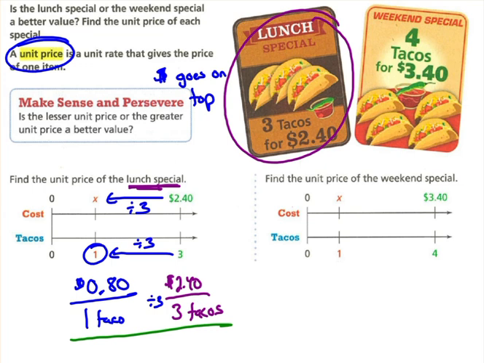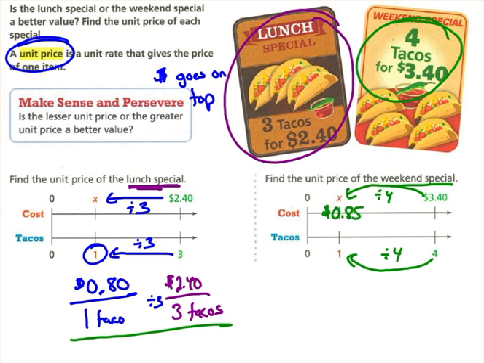So now we're going to find the unit rate of the weekend special. 4 tacos for $3.40. Well, instead of 4 tacos, we want to find 1 taco. We want the unit rate. Well, to get from a 4 to a 1, I'd have to divide by 4. So I got to treat the other part of the problem exactly the same. And I would get 0.85. So I get a unit price of 85 cents for 1 taco.